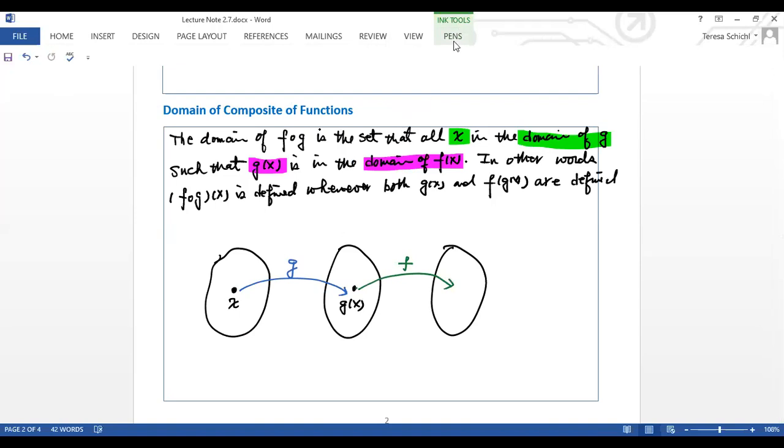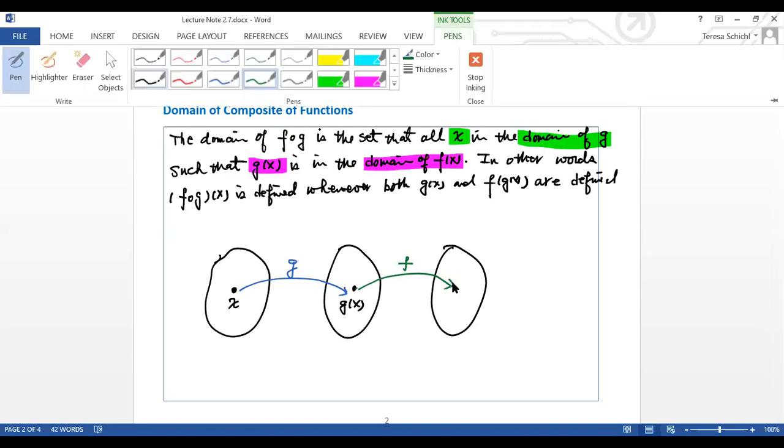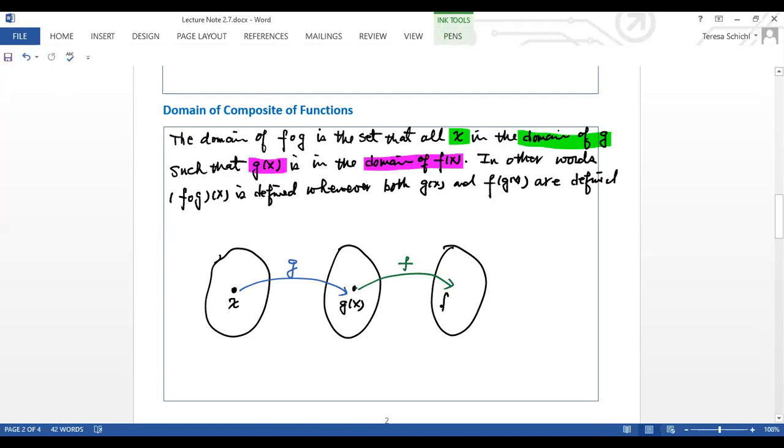Okay, so this is the F function. That means I'm defining F of G of x, right? So look here. Here is the domain. This is the domain of what? This is the domain for G. And now G is here. This will become the domain for what? For the F here. Did you see here?